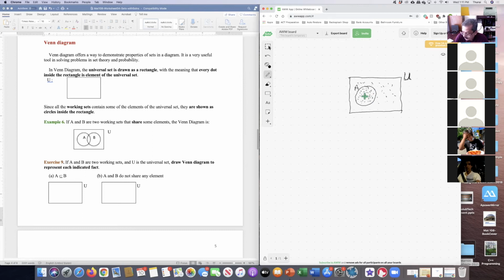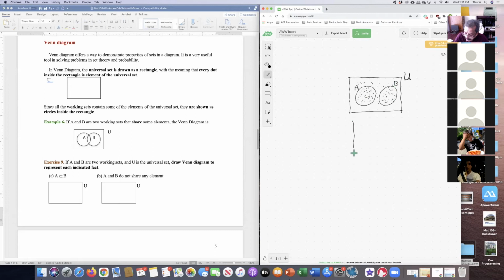Everything in A is in U. Now, another set I'm dealing with would be a circle inside the U. So this set has these points, and this set B is not sharing any element with A.